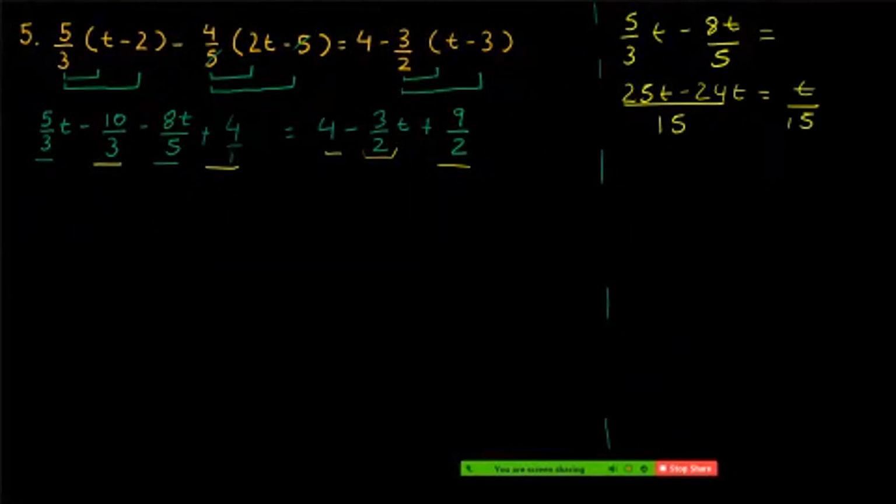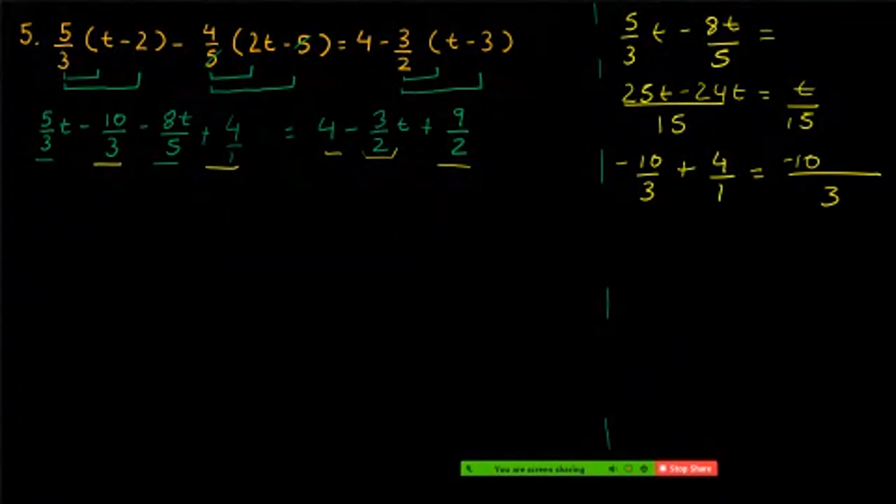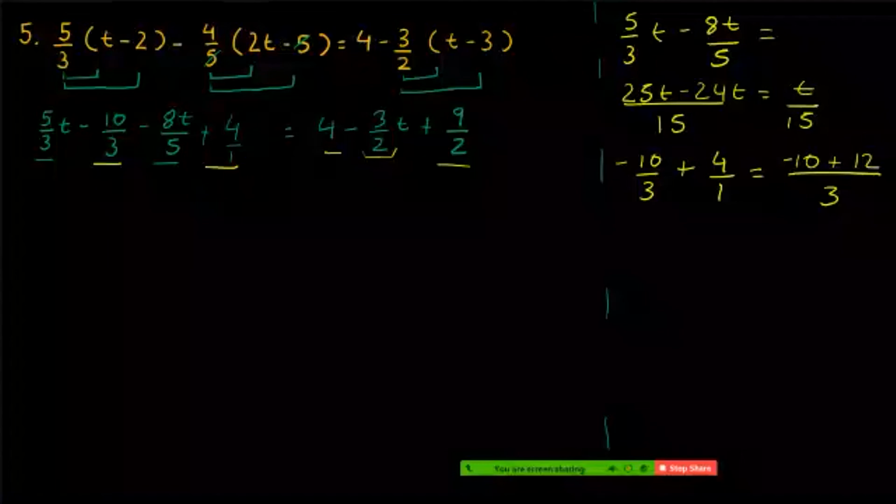Now let's just do minus 10 upon 3 plus 4 upon 1. So now we need to find the lowest common denominator, which is going to be 3, of course. And minus 10 is going to stay the same, and the positive 4 will just become plus 12. So it's going to be minus 10 plus 12 is positive 2 upon 3.